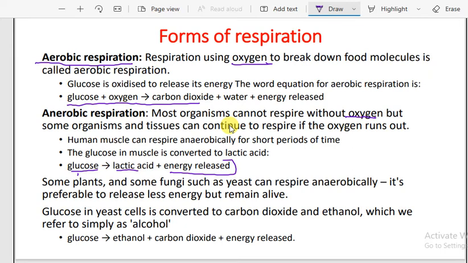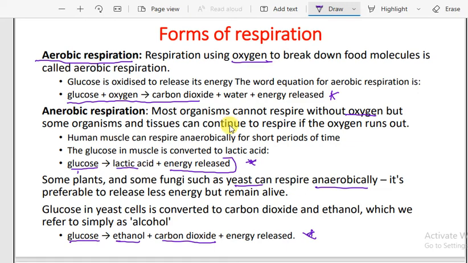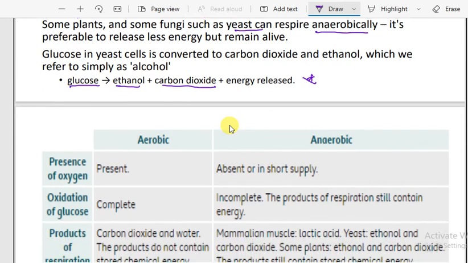Now, some plants and some fungi, such as yeast, can respire anaerobically. It's preferable to release less energy but remain alive. So glucose in yeast cells is converted to carbon dioxide and ethanol. So glucose will undergo anaerobic respiration to produce ethanol and carbon dioxide. Now, if you're writing IGCSE Environmental Management, you see this one equation, this second equation, and this third equation. Please, you need to jot them somewhere and try and make sure you're able to remember them, because it comes out a lot in the exams.